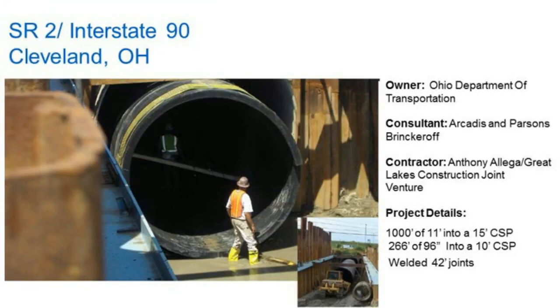Another project in Ohio is State Route 2 under Interstate 90, Cleveland, Ohio, Ohio Department of Transportation. The consultant on this project is Arcadis and Parsons Brinckerhoff. This was 1,000 feet of 11-foot diameter. This was the project that you saw earlier where the last 250 feet of pipe required 2 bulldozers to be able to insert that, get that liner completed. And Parsons and Arcadis found this to be the most economical solution to this project.